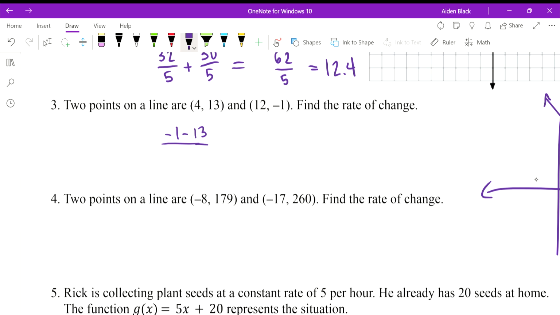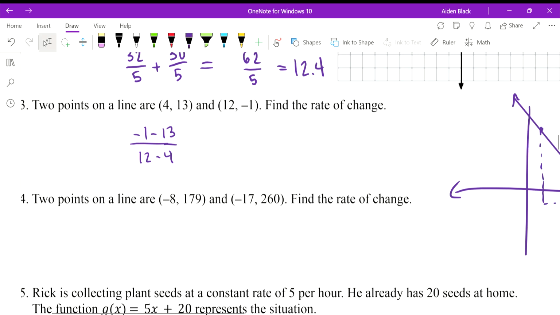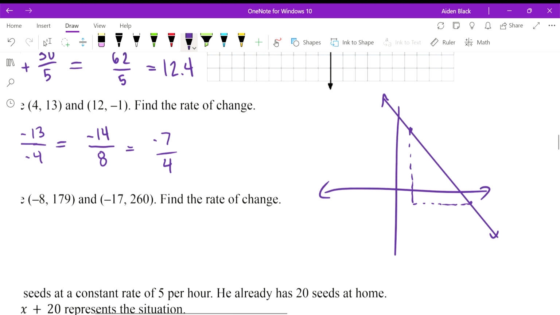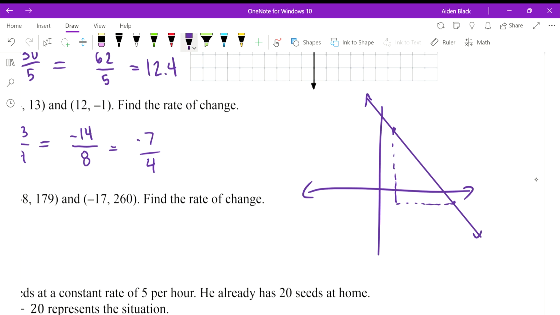And then we're going to look at how much it changes horizontally. So taking 12 and subtracting 4. We get -14 over 12 minus 4 is 8. And this reduces to -7/4.